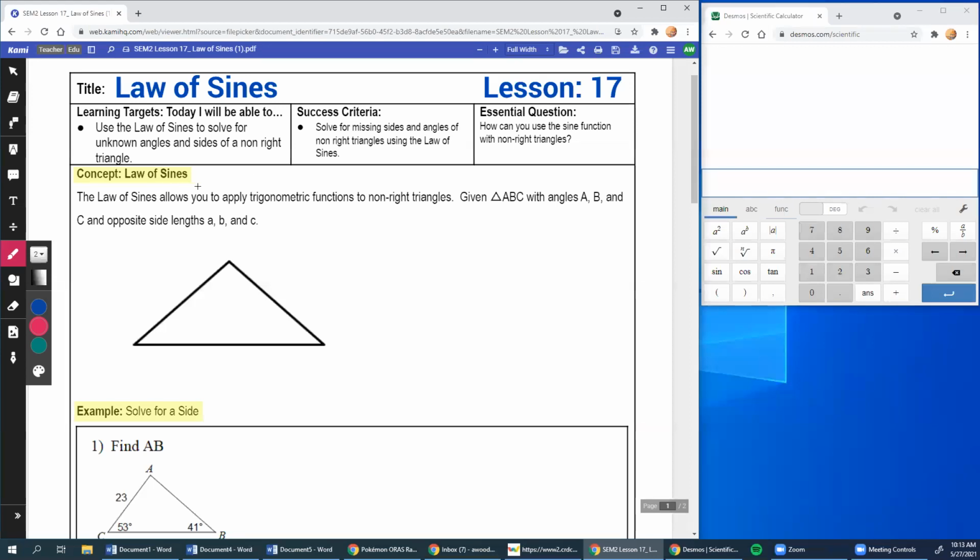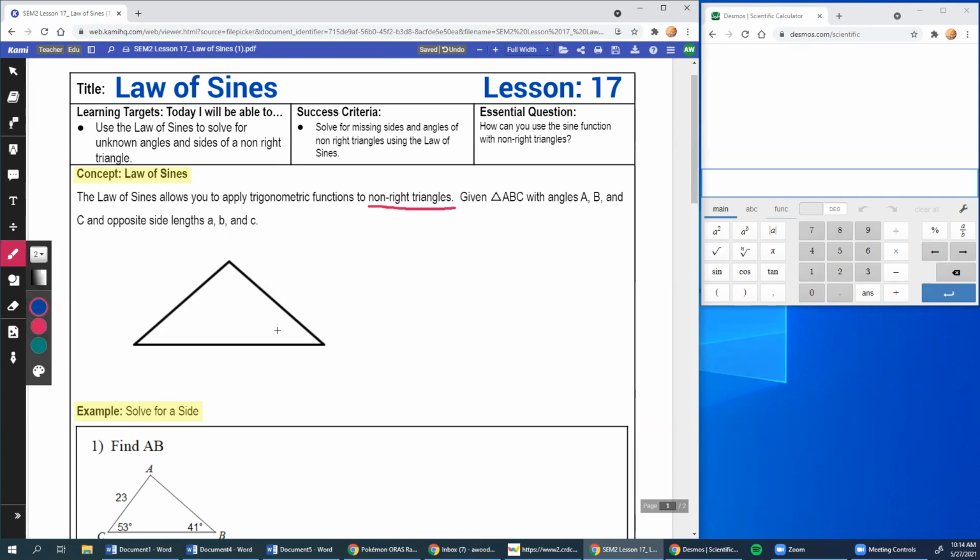So our first concept, actually our only concept for this lesson, is the law of sines. The law of sines allows you to apply trig functions to non-right triangles. So given triangle ABC with angles A, B, and C, and opposite side lengths a, b, and c.